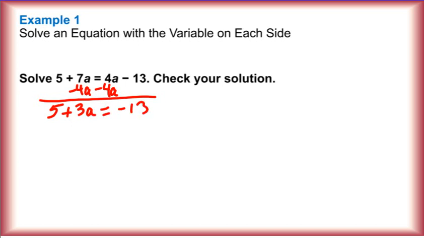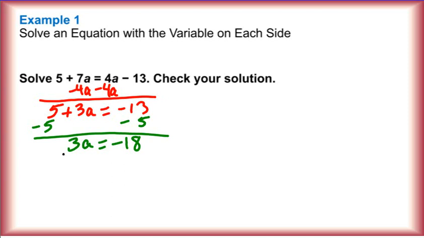Now, since I brought my a's to the left, I don't want anything else on the left besides a's. So I don't want this 5 here. So I'm going to subtract 5 on both sides, and I'm left with 3a equaling negative 18. Now that I have my a's on one side and my constants on the other, I can get the a by itself. The opposite of multiplying by 3 is dividing by 3. Whatever I do on one side, I do on the other. So I divide negative 18 by 3, and I'm left with negative 6.